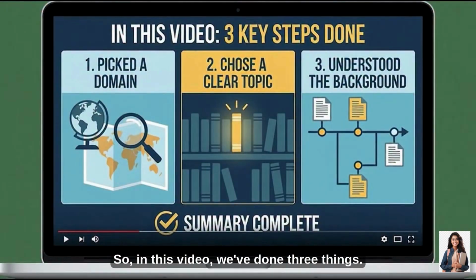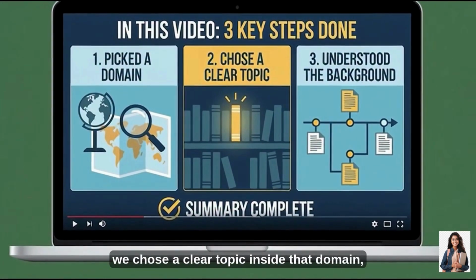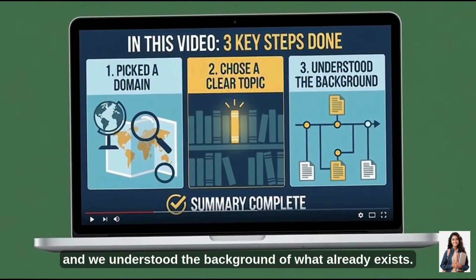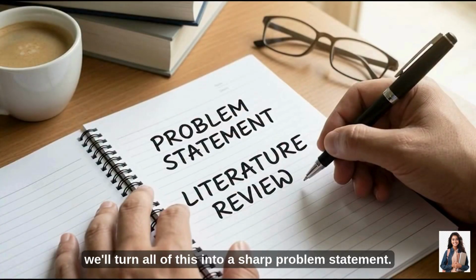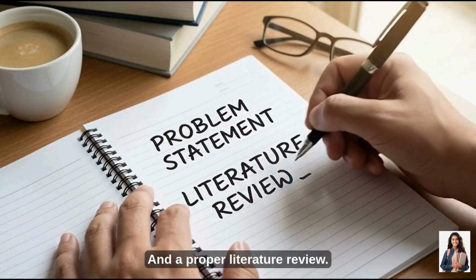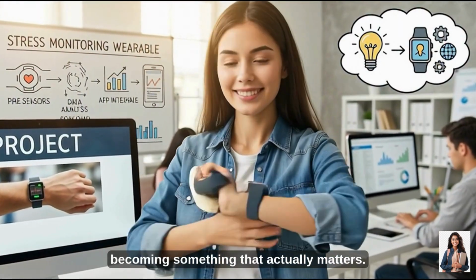So in this video, we've done 3 things. We picked a domain, we chose a clear topic inside that domain, and we understood the background of what already exists. In the next part, we'll turn all of this into a sharp problem statement and a proper literature review. So your project stops being just an idea and starts becoming something that actually matters.